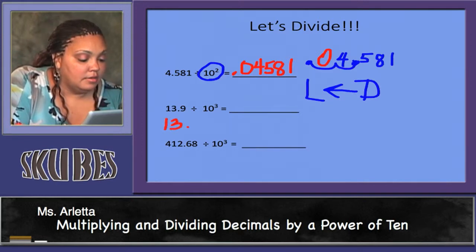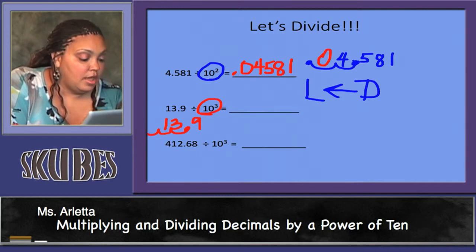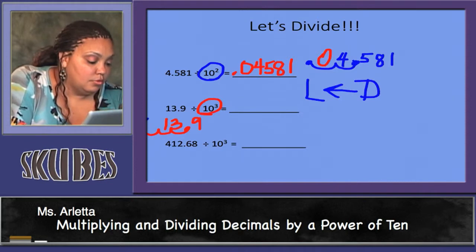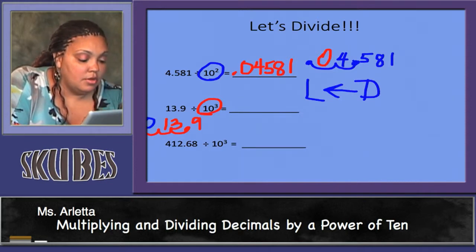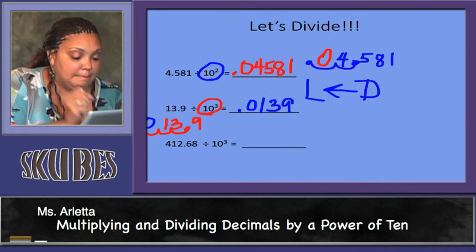13.9 divided by 10 to the third. Our exponent is 3, so we'll start at the decimal point and move it 3 spaces to the left. 1, 2, and 3. Looks like we have 1 placeholder, which means our answer is 0.0139.